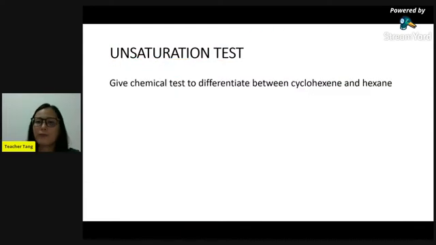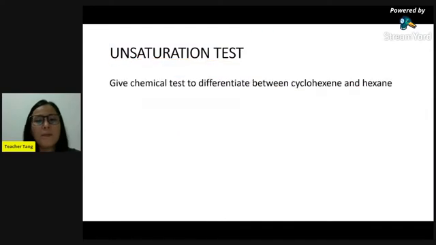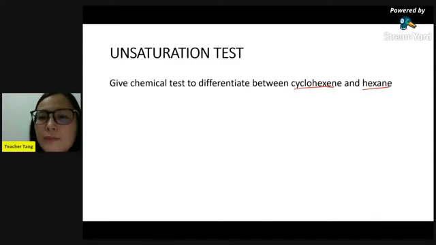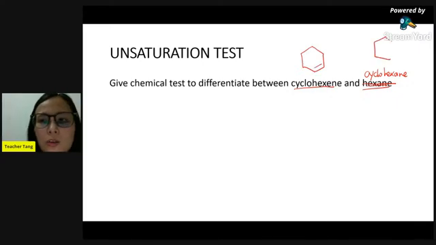Now, shall we move on to look at how we can use these 3 chemical tests, Baeyer's test, bromine test, and test with bromine water, to differentiate between cyclohexene and cyclohexane? So cyclohexene, with 6 carbon, this is cyclohexene. And cyclohexane is this.